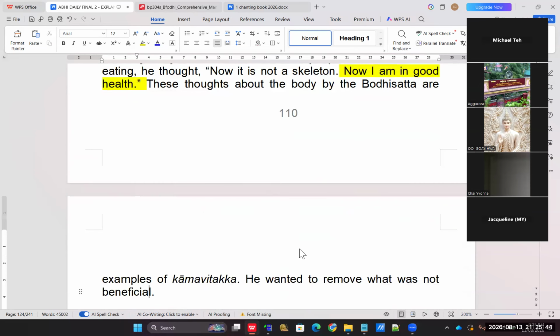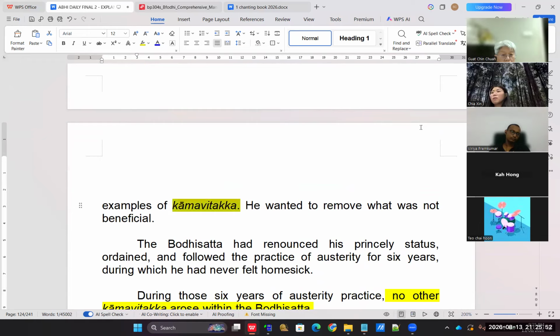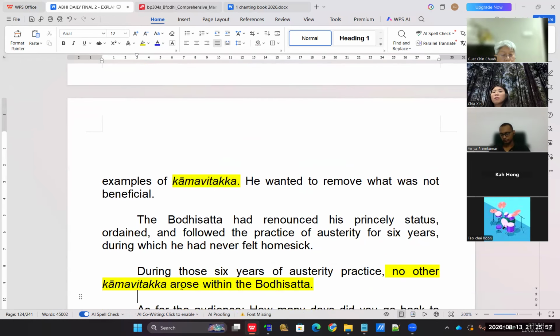Right? But he says it's a Kama Vitakka. So I double checked when I transcribed the book. I thought I had listened wrongly. Then after that I read, oh, he says there's no other Kama Vitakka except that Vitakka. He was comparing his body, the body in a better shape. He said there was Kama Vitakka. Besides this, there is nothing else.